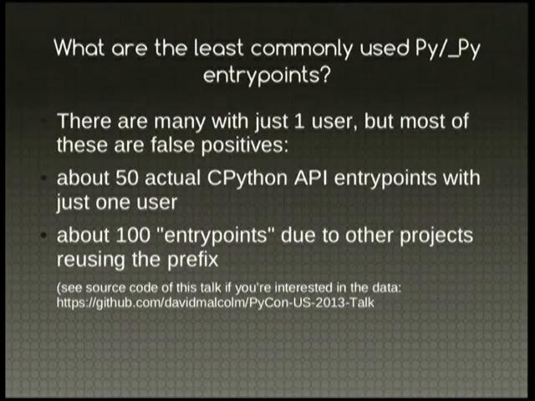And in terms of the long tail, there are lots of entry points in the CPython API that just get used once in this whole corpus of data. And in fact, when I looked at these, it turned out that two thirds of the entry points were people violating PEP 7 and using Py-something for their function name.